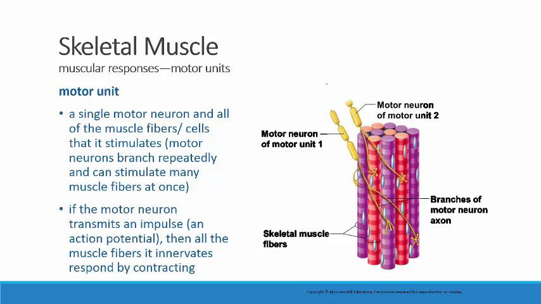So when this motor neuron sends an impulse down the axon and that action potential arrives here, it will also arrive here and at these other fibers as well. When that action potential arrives, all of those muscle fibers will be stimulated to contract. And so we see a response at every muscle fiber that's a part of the motor unit that's been fired. Within our muscles, there are multiple motor units.